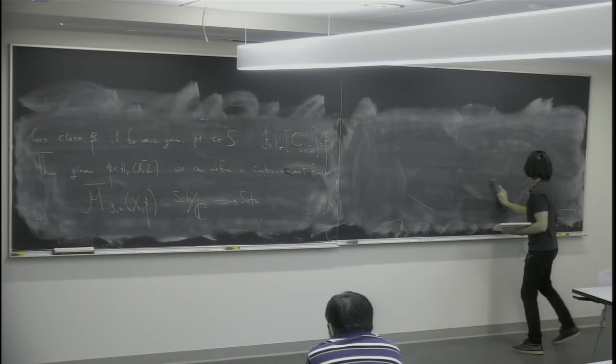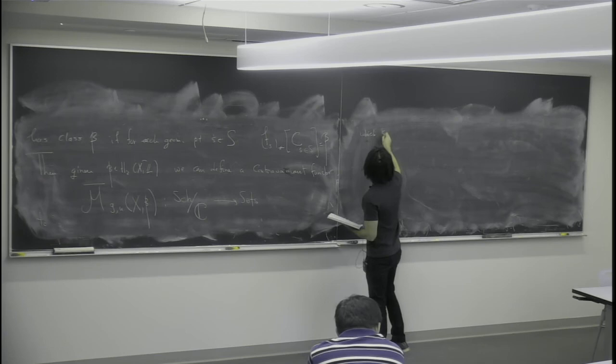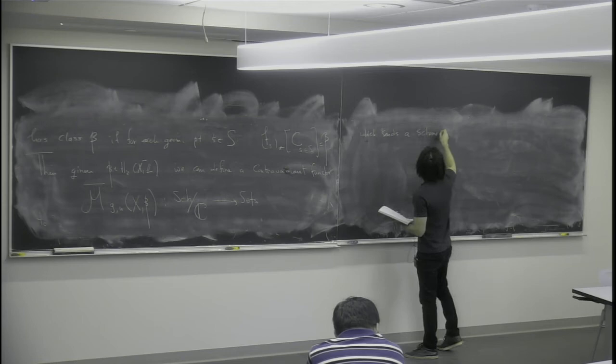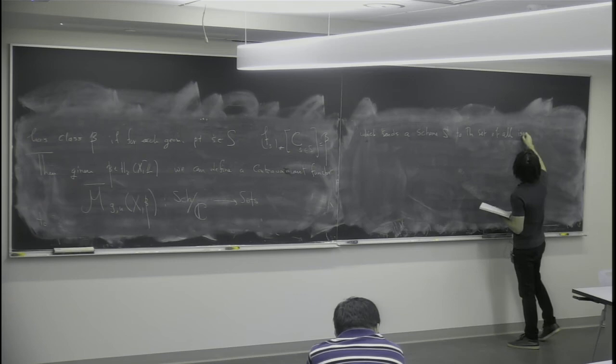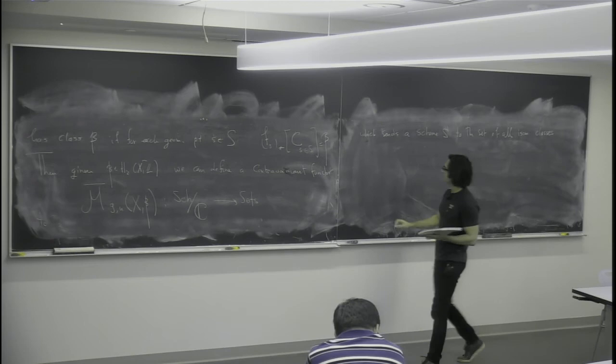Genus g means for every geometric point of the test scheme, the corresponding pointed curve has genus g, and its class in the ambient variety is realized as beta. Any questions so far? The fact that a certain functor can have a realization as a space is really deep.